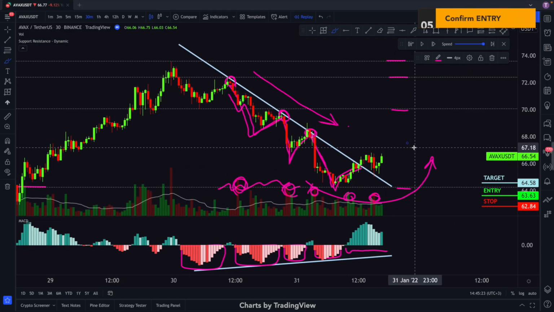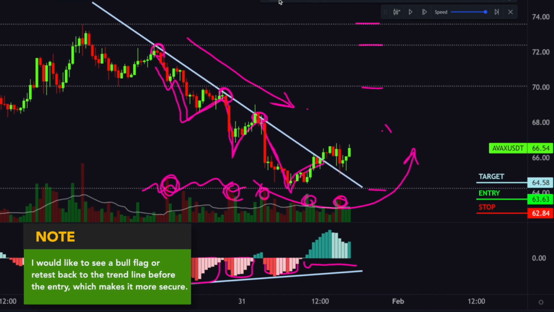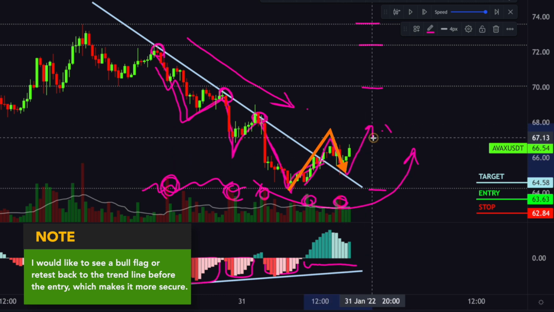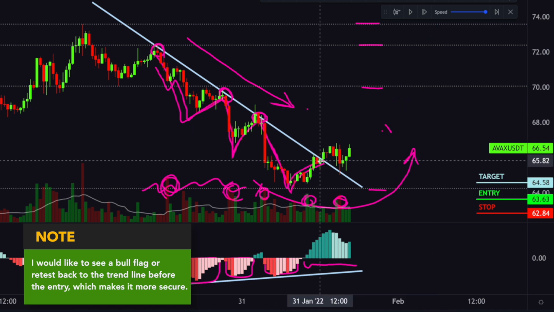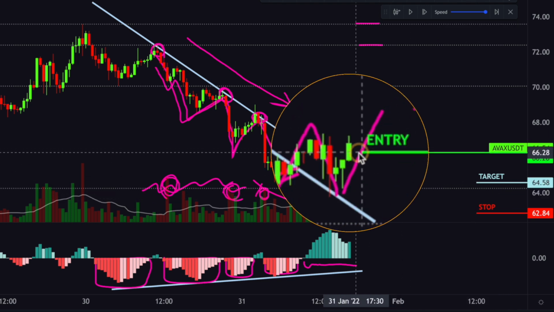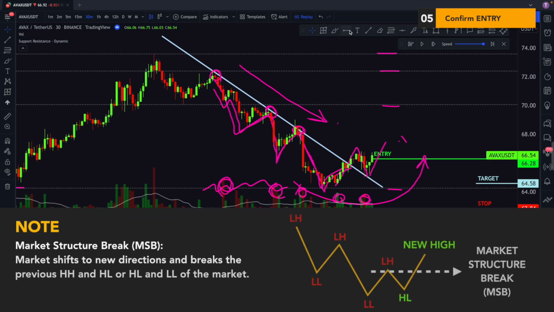Step 5. Entry. Let's look at the entry with the retail trader mindset. In the previous video, I forgot to mention that I would like to see a bull flag or retest back to the trend line before the entry, which makes it more secure. Okay, there is a little bull flag here, and you may place your entry order with this candlestick. If we see a market structure break with new highs, it's an even better confirmation for a trend change. So market structure may change soon.